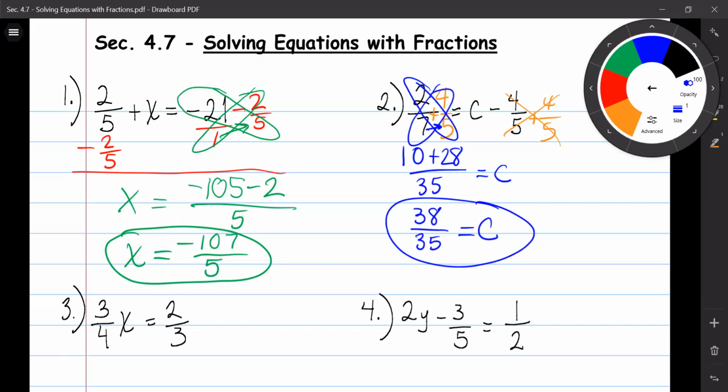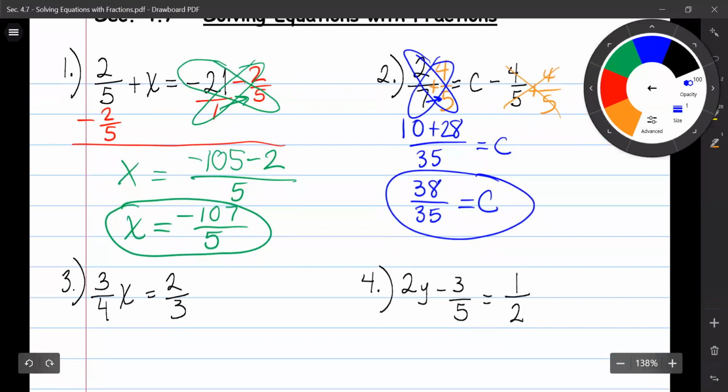Right, and by simplify, we just mean reducing it, so not changing it to a mixed number, but if there's a number that goes into both of those numbers, then you would reduce it by that. But in this case, we can't.